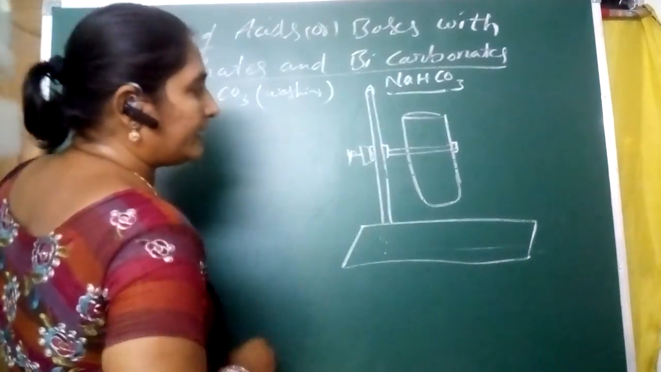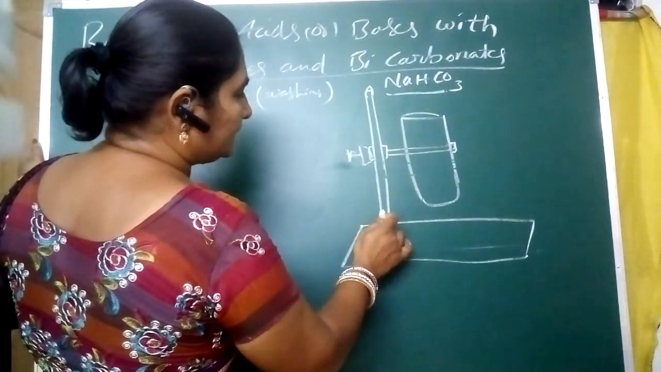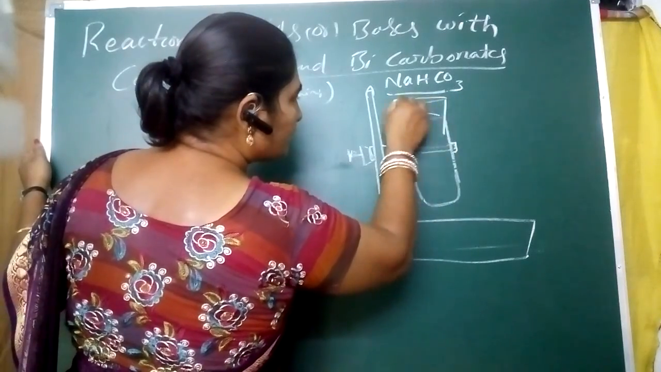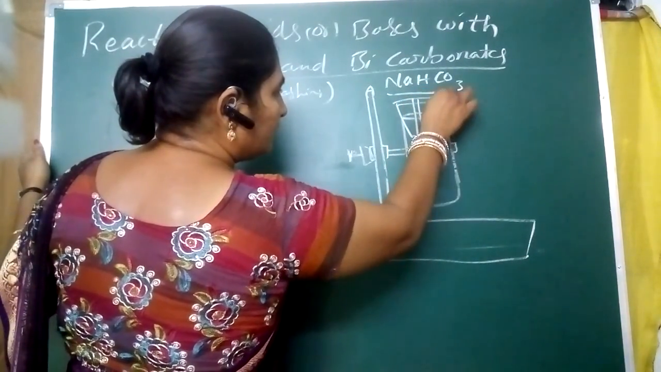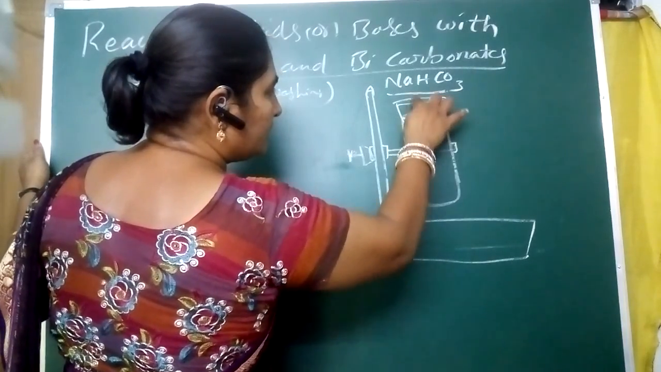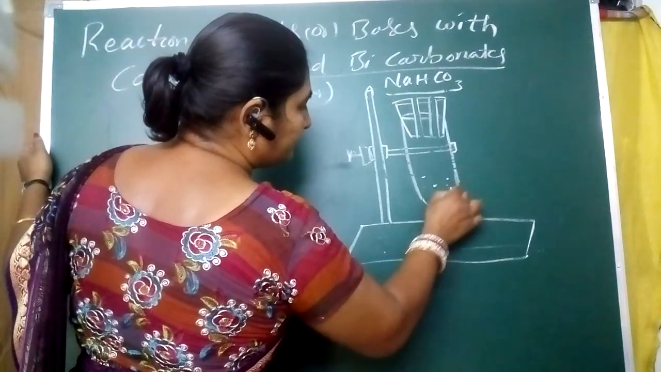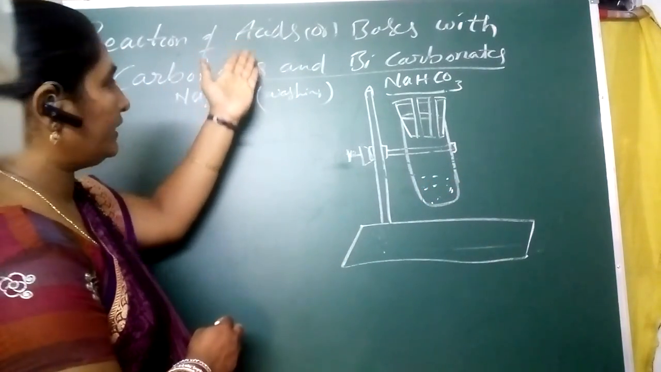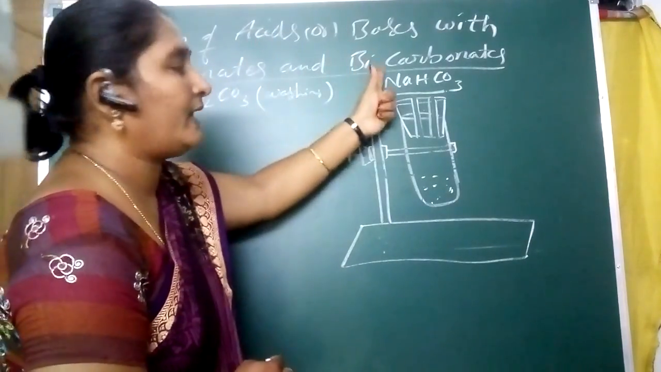This is the retort stand which is used to hold it, and one test tube you have to take, fixed with a two-holed rubber stopper. Two-holed, it has two holes. In this test tube, what do you have to take? What is your aim? That only you have to take. Acids with carbonates, acids with bicarbonates.